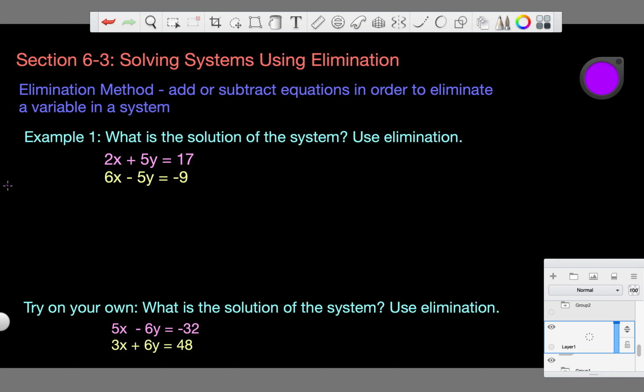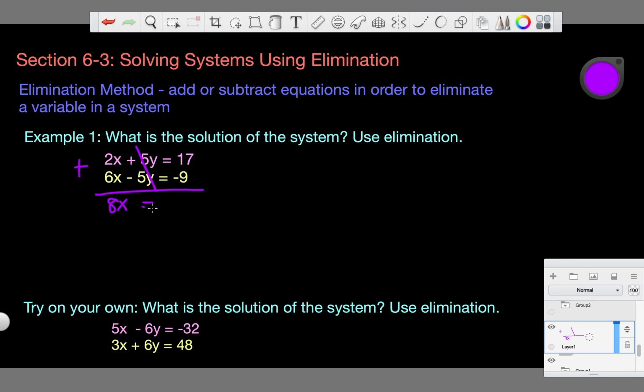So if we take a look at example 1, 2x plus 5y equals 17, and 6x minus 5y equals negative 9. If you were to add straight down, what would happen? Let's take a look. If you add these two equations together, obviously you can only add the like terms together. It's already lined up perfectly. We get 2x plus 6x, which leaves us with 8x, right? Then we have 5y minus 5y. That gives us 0y, which cancels. And that's exactly what we want. So when we're using the elimination method, we want to look for a term where if we add our two equations together, they're going to cancel out.